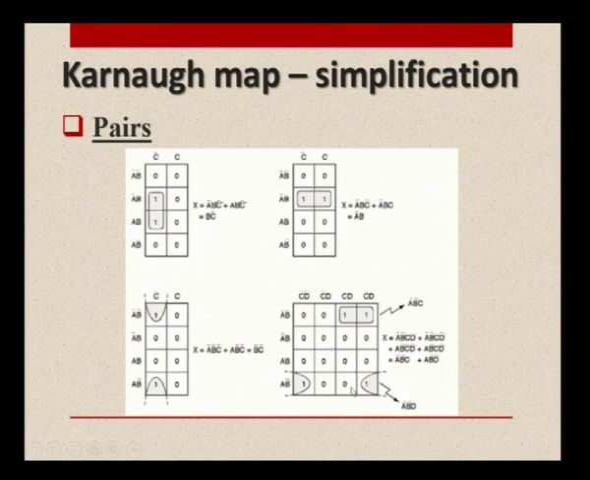This is a 4 variable input. In the original expression there are 4 such terms, 1, 2, 3, 4, but after it is clubbed, these 2 form 1 pair, these 2 form 1 pair.